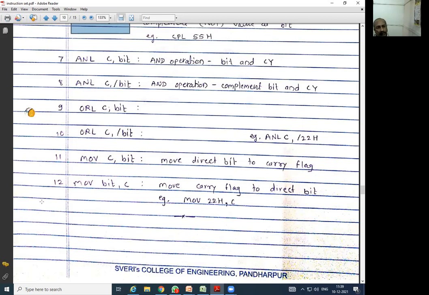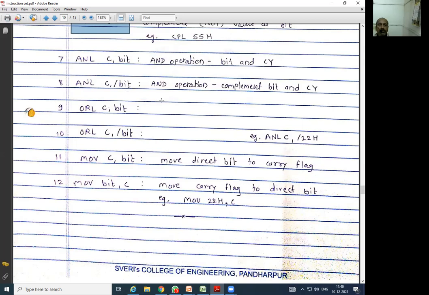Similarly, only one slash is there in the next instruction, that is ANL C, /bit. It is a forward slash. So forward slash bit, that is also important. A backslash you cannot give here. As represented in this syntax, you have to use the forward slash. So ANL C, /bit.